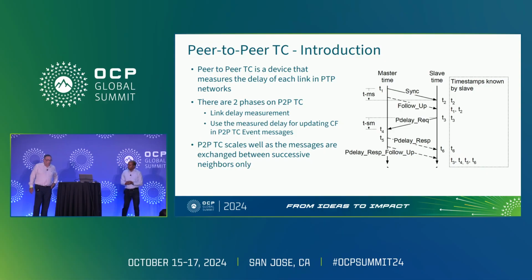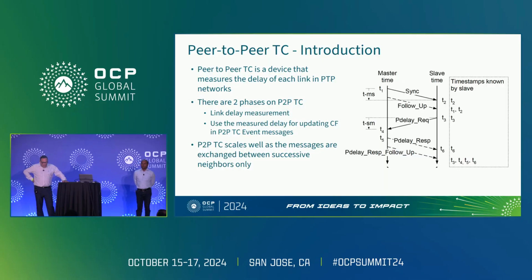Amit? Yeah, so it's well known, right, that P2P provides the implementation option to use either end-to-end delay measurement or peer-to-peer delay measurement. And end-to-end is probably much more commonly implemented because all the telecom profiles use end-to-end delay measurement. We in Broadcom are advocating to seriously consider the advantages of peer-to-peer delay measurement for several reasons. We can talk about a couple of them today.